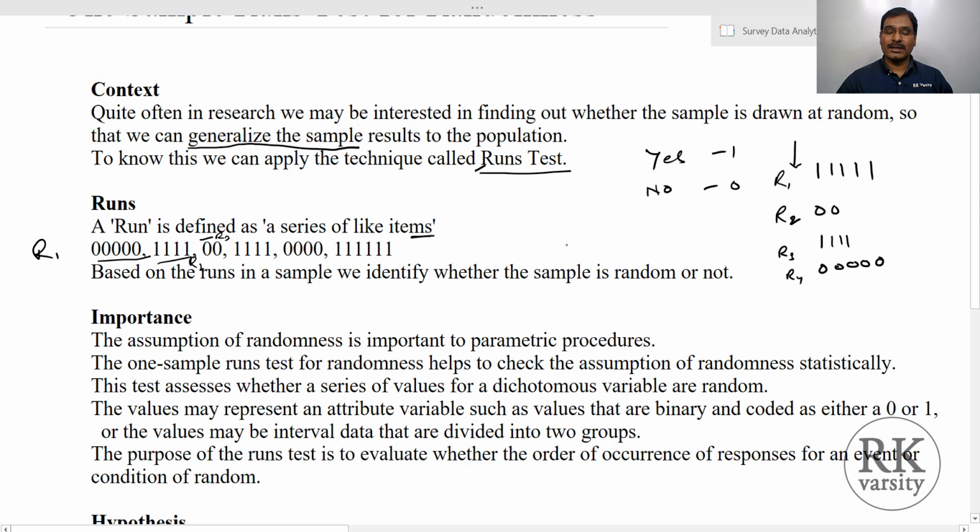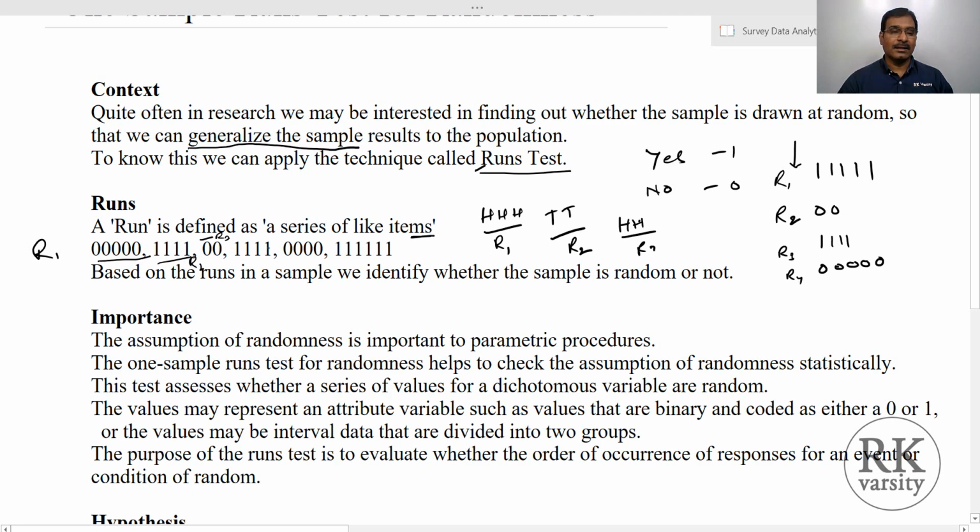Or you can say a classic example of a runs test is tossing a coin. If you have a head, then head, then head, this is run 1. Then you have 2 tails, which is run 2. Then followed by a head, which is run 3. So these are what we call a series of runs.